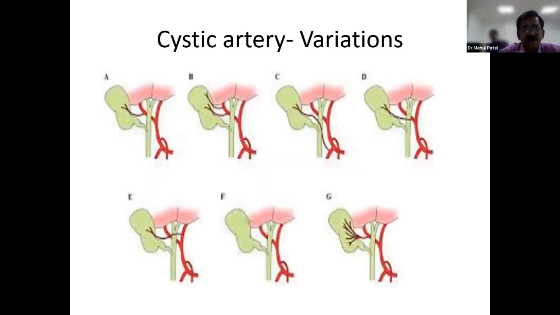You see, commonly it comes behind the common hepatic duct. It can be a double cystic artery. It can be a cystic artery coming from the gastroduodenal artery. This cystic artery can run anterior to the common hepatic duct. Cystic artery can rarely come from the left hepatic artery. And the cystic artery may divide into a number of branches instead of 2 branches. So these are the important variations of the cystic artery one should keep in mind.